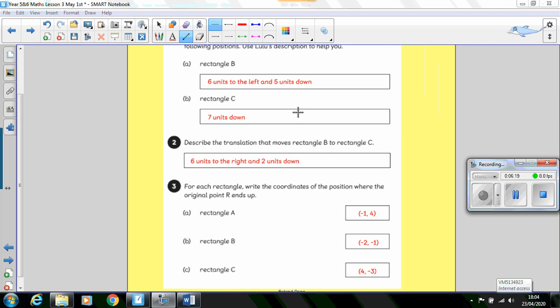Okay, so here are the answers. With a rectangle B, 6 units to the left and 5 units down. Rectangle C, 7 units down. And describe the translation that moves rectangle B to rectangle C, 6 units to the right and 2 units down. And finally, these are the coordinates of point R on each one of the 3 rectangles.